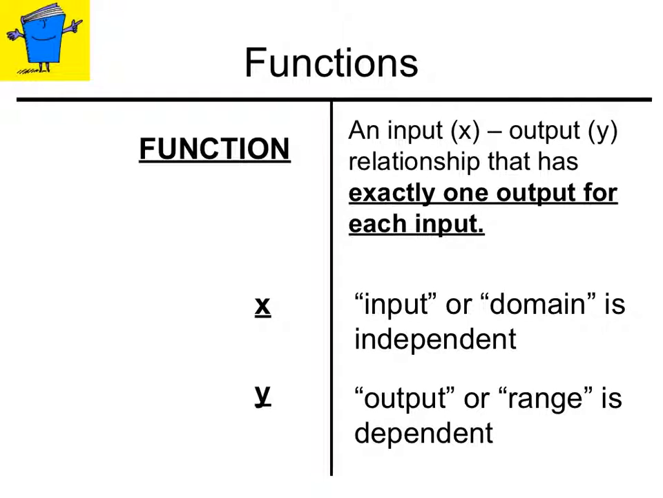So a function is an input-output relationship that has exactly one output for each input. So think of your function box or your input-output box. X is the input and y is the output. And then if you think about your graph, on a graph, your x is your independent variable and your y is your dependent variable. So there we are able to graph ordered pairs, and an ordered pair is an x value and a y value.